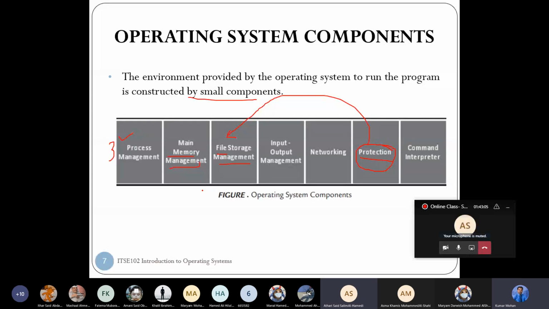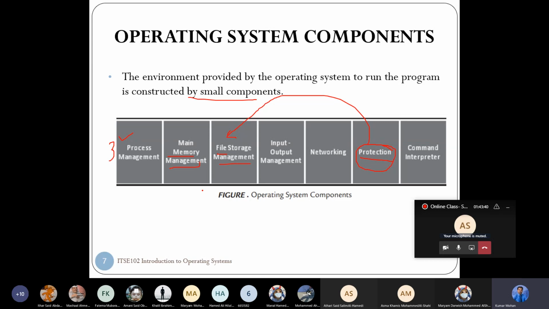Process management. Okay, then main memory management, then file storage management, then input output management, networking, and then protection, and then command interpreter. Okay, so these are the components of operating system.